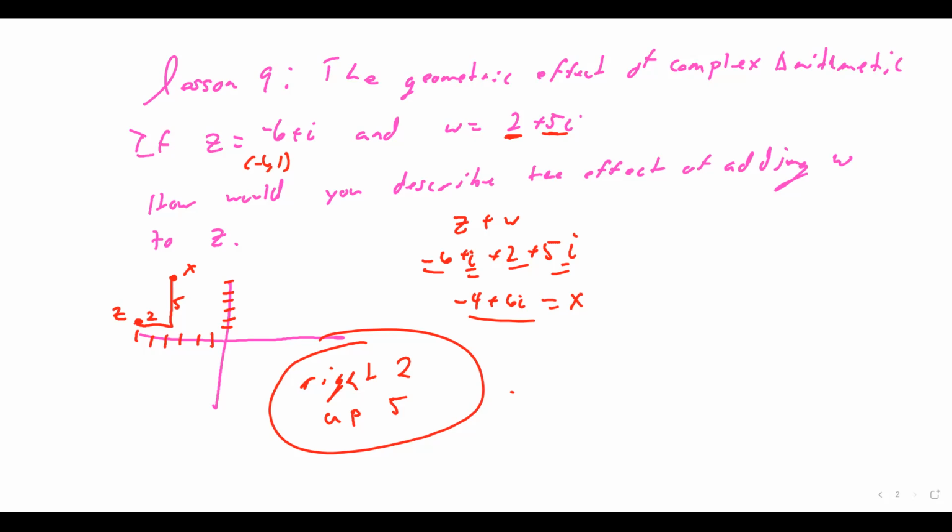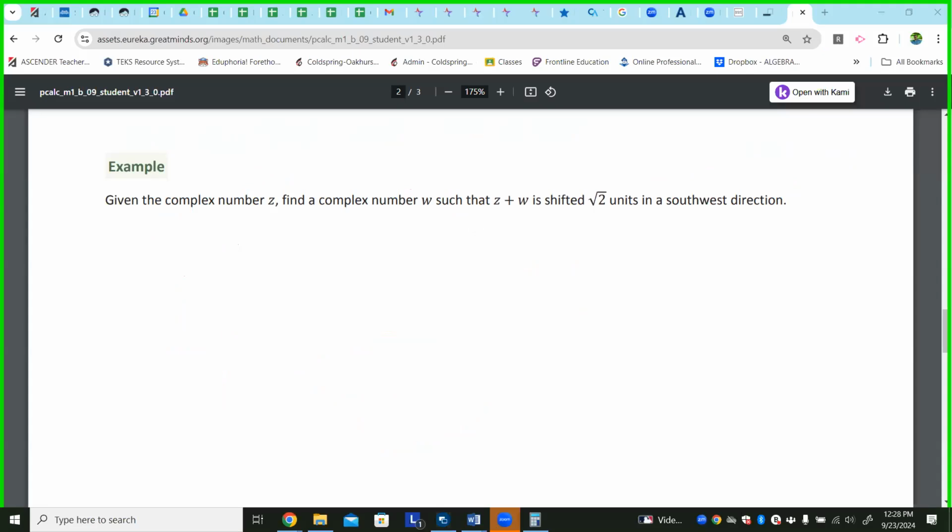All right, this one says, given the complex number z, find a complex number w such that z plus w is shifted square root of 2 units in the southwest direction. All right? This is an SAT question. This is what they want you to do. So here's your graph. So you're given a function z. You don't really know where it's at. Let's throw it over here. It's not going to matter. You can put it in any quadrant you want. You can put it in the center if you like.